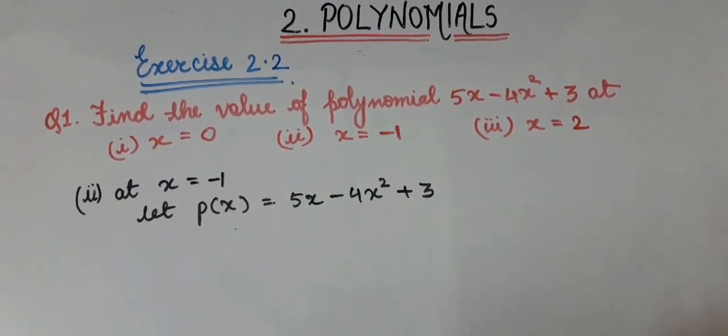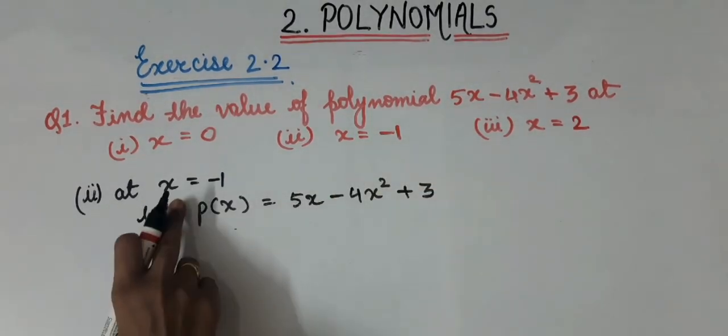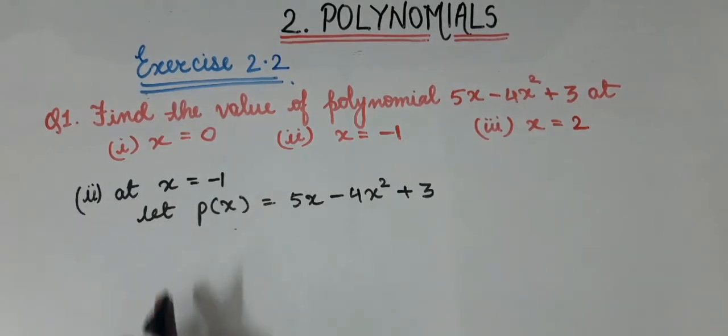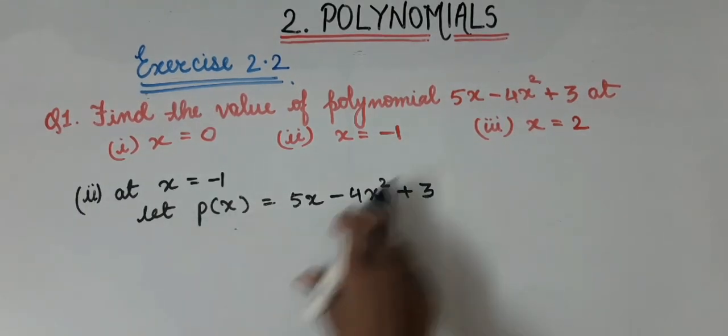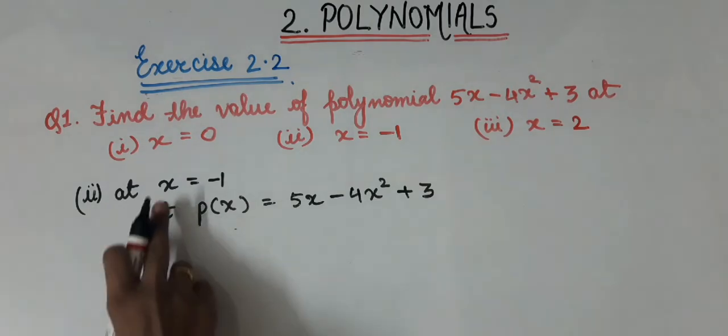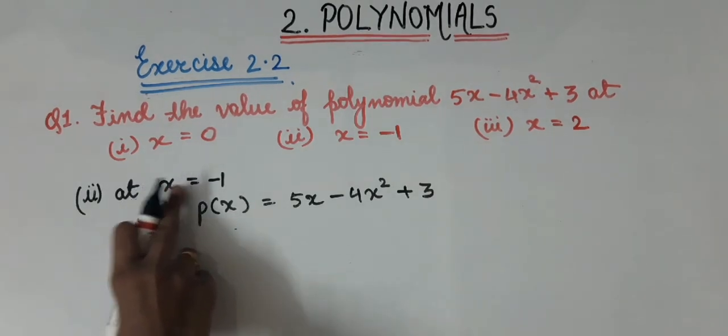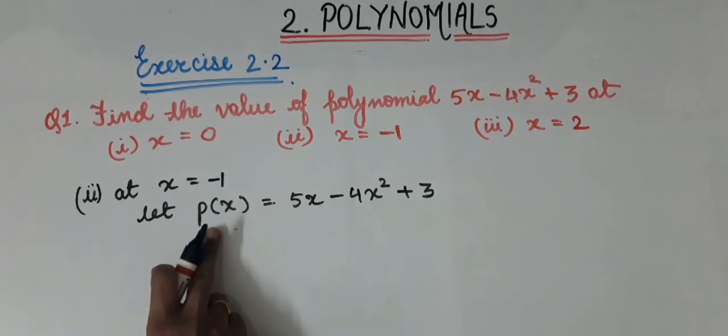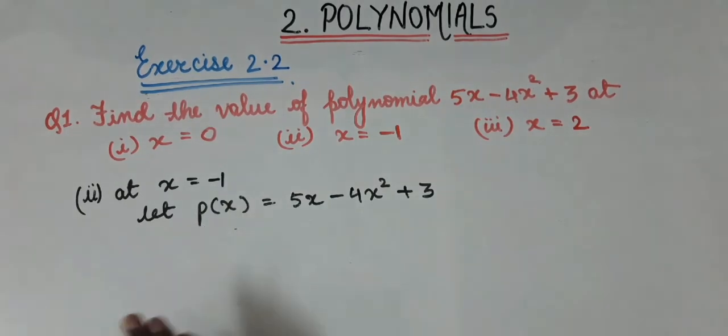Second is, find p of x at x is equal to minus 1. So let p of x be the given polynomial 5x minus 4x square plus 3. Now, to find the value of the polynomial at x is equal to minus 1, we need to replace x with minus 1 everywhere.